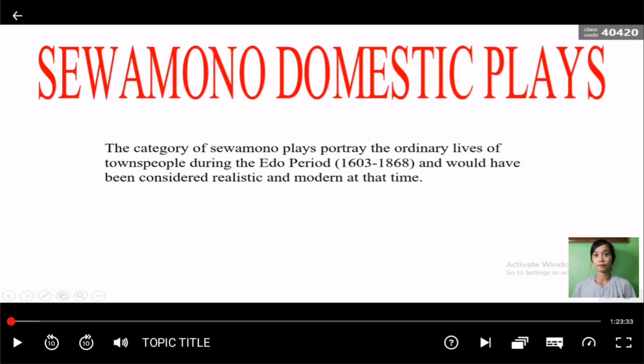The next one is Sewamono, domestic plays. The category of Sewamono plays portray the ordinary lives of townspeople during the Edo period, 1603 to 1868, and would have been considered realistic and modern at that time. In Sewamono, the style of hair, costume, and speech were those of the contemporary audience, and the dramas evolved as true real life was unfolding before one's eyes.